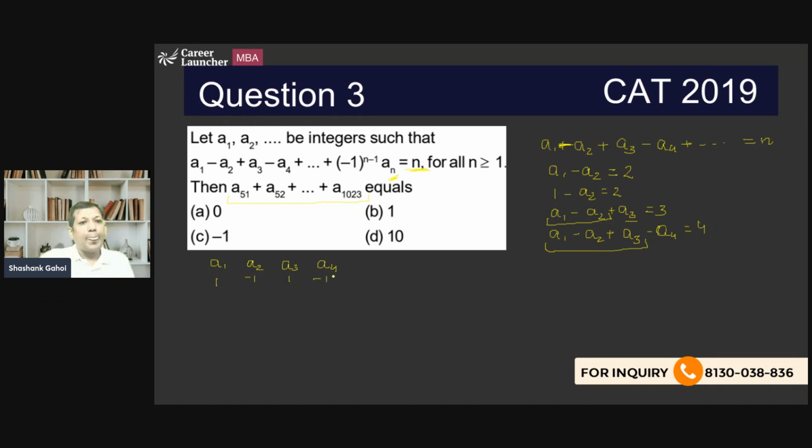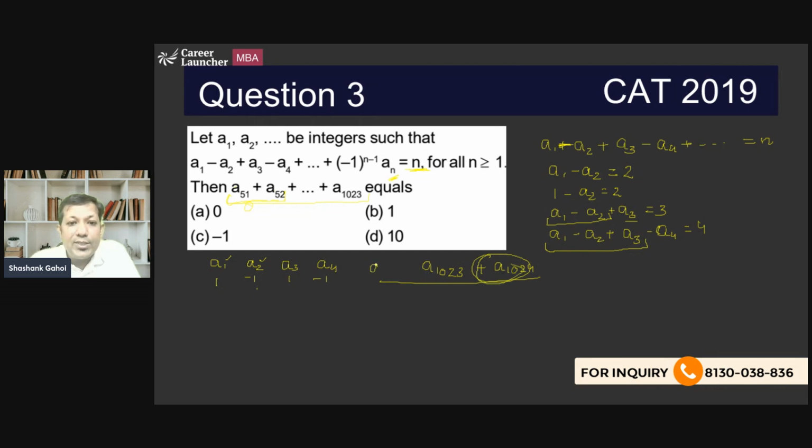Okay, so basically what I'm going to say is that the odd number term is 1 and the even number term is minus 1. So I can say a51 plus a52 is definitely going to be 0, because this is 1, this is minus 1, and a53 plus a54 is going to be 0. So if this series was going till a1023 plus a1024, the sum would have been 0, right? But this term is not there.